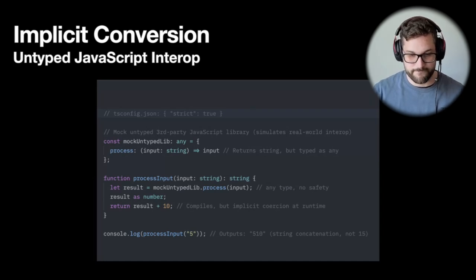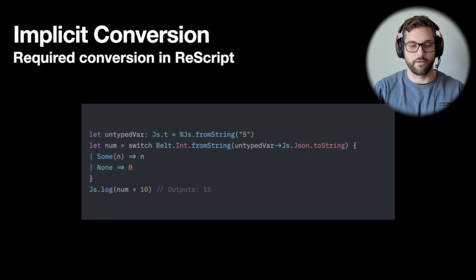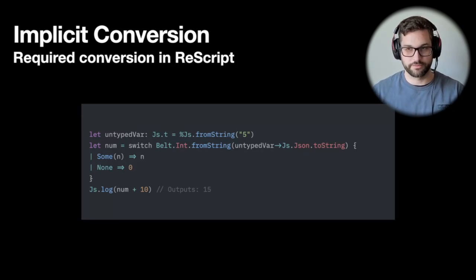Now, here's how you would solve this problem just by choosing another language, ReScript, as in our previous example. If you happen to interact with an untyped object, ReScript requires you to decode it on the spot. So in this case, we get some number or we get none. And in this case, we're setting it to 0. So at least when we're logging to the console, we're adding two numbers. Is this the best way to solve it? I don't know. But what I'm showing to you is that the error is not propagated through implicit conversion.